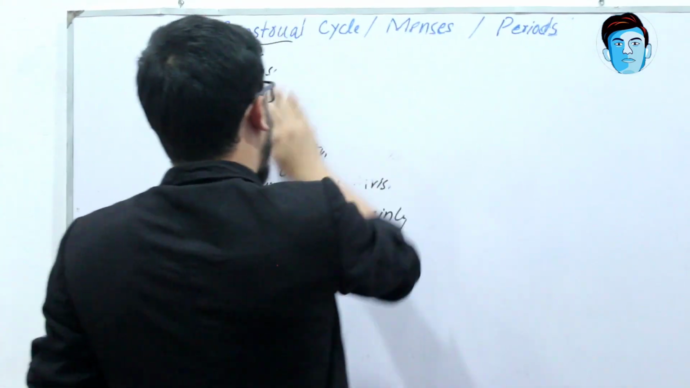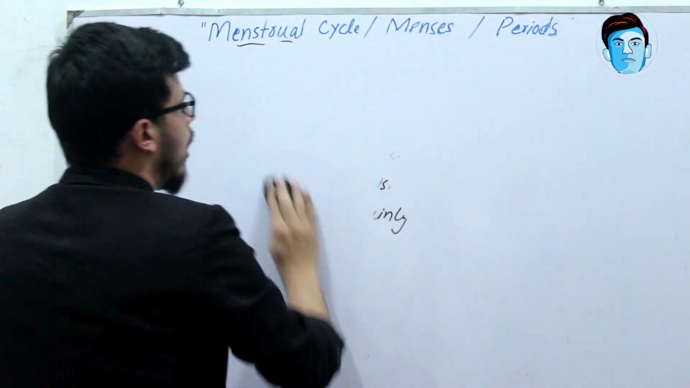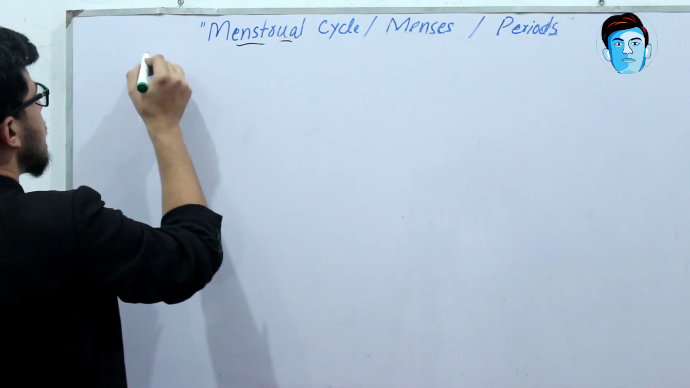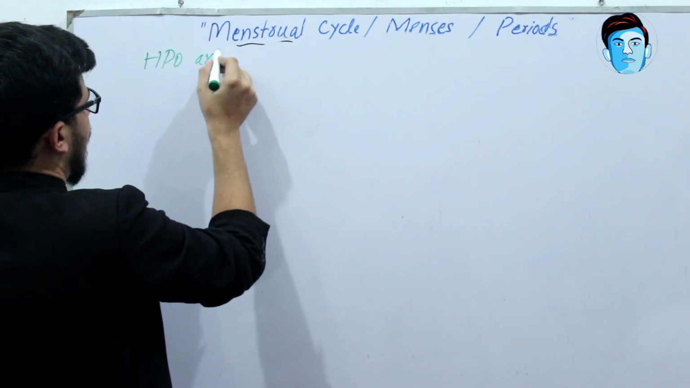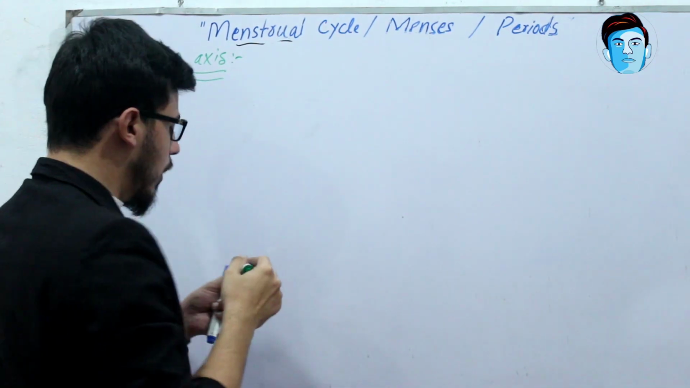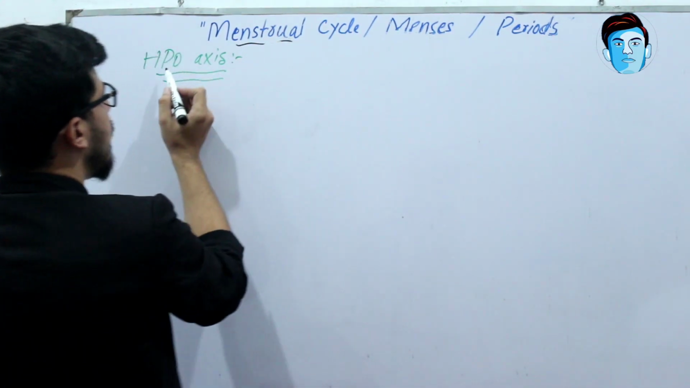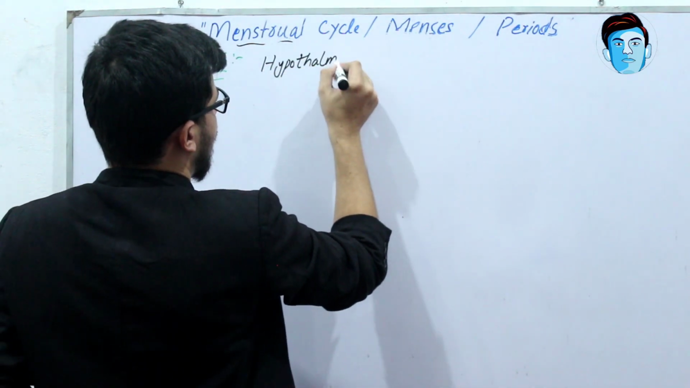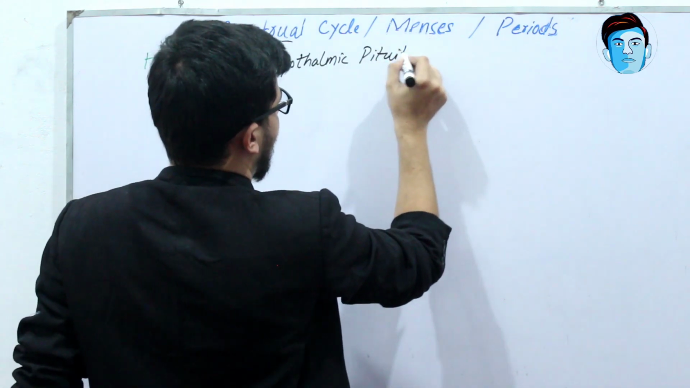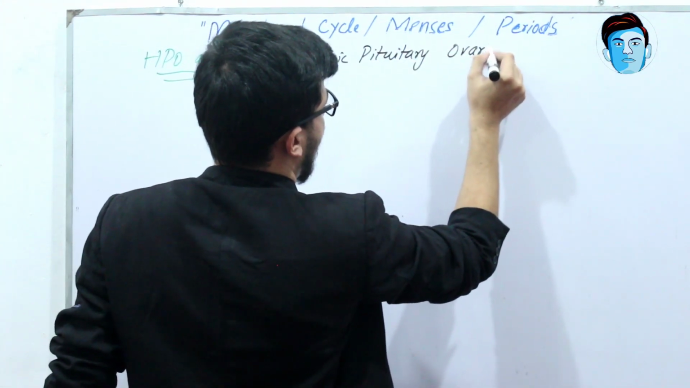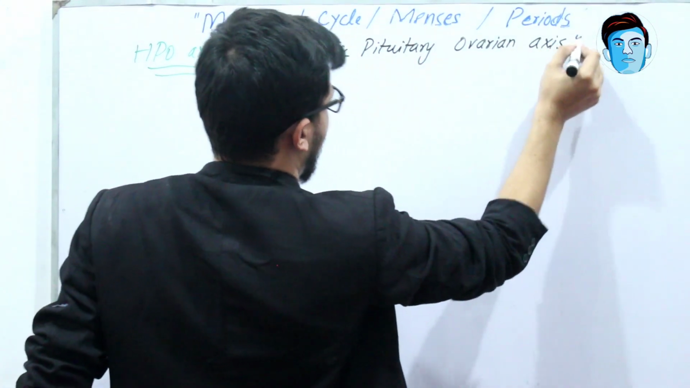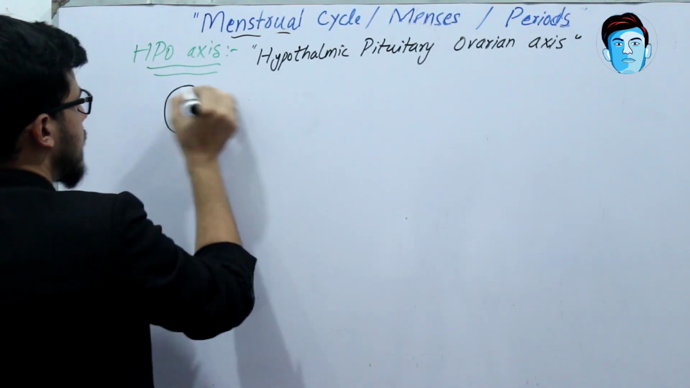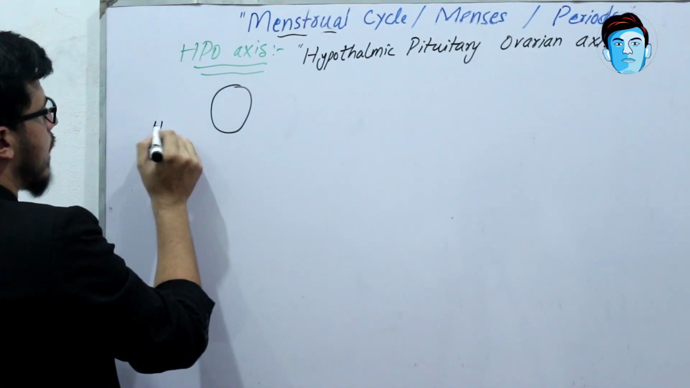By HPO axis, what do I actually want to say? What does HPO axis mean? Now it is an important concept. HPO stands for the hypothalamic pituitary ovarian axis. Now look, there is a special endocrine gland by the name of hypothalamus.